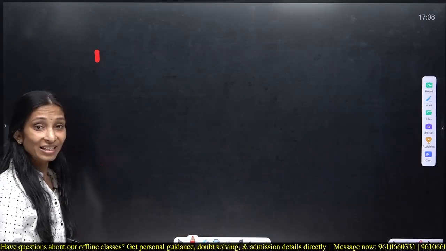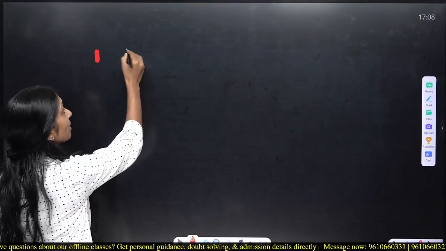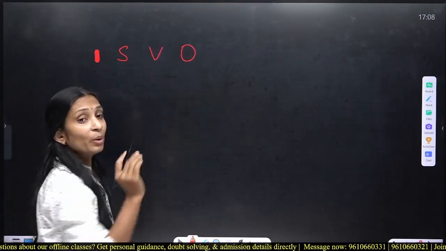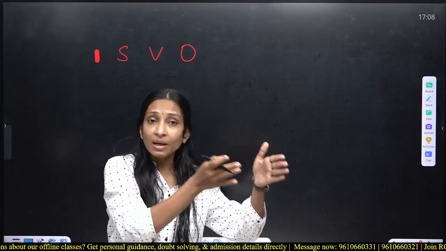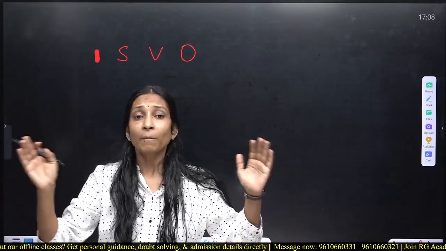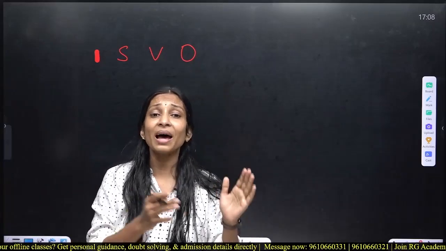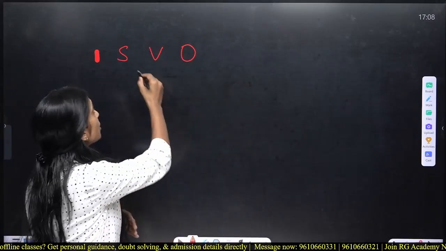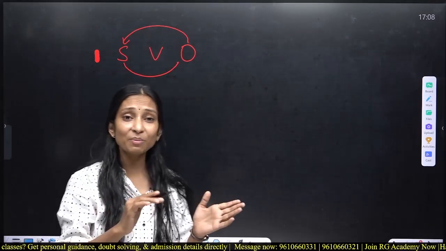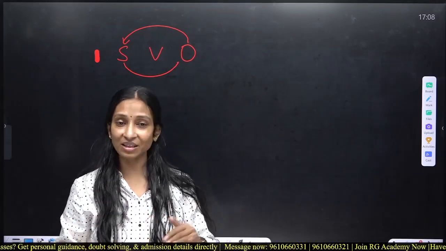The first rule of active and passive is the subject becomes the object and the object becomes the subject, right? In an active sentence, the subject comes first and the object comes at the end of the sentence. But when we change a sentence from active to passive, the subject will go at the end and the object will come first. So the subject becomes the object and the object becomes the subject.